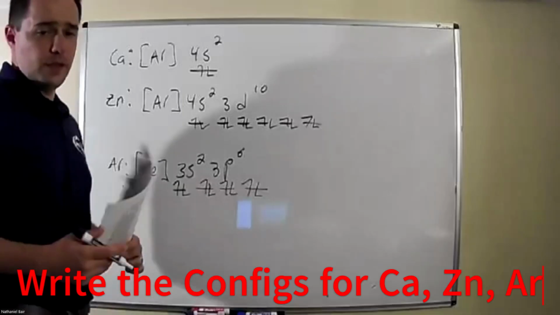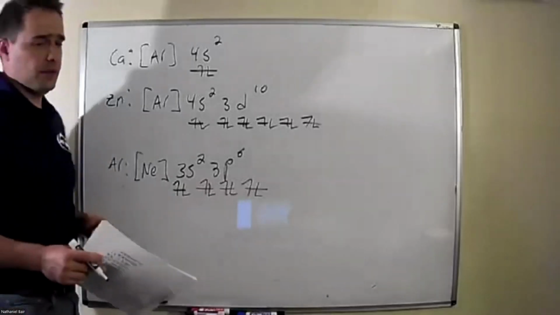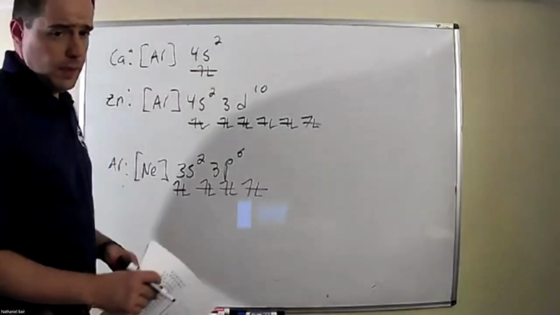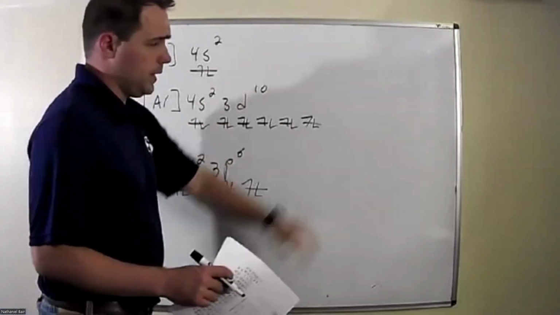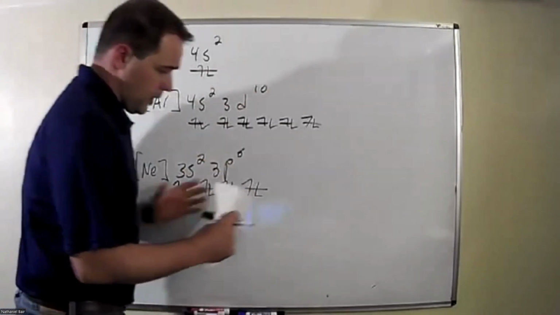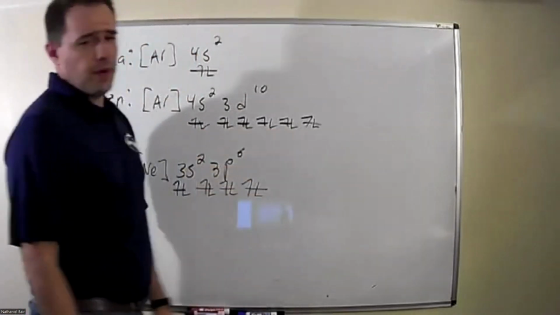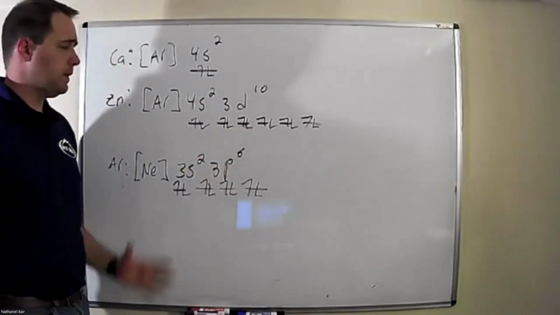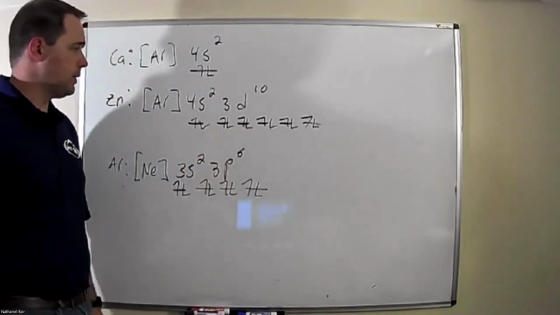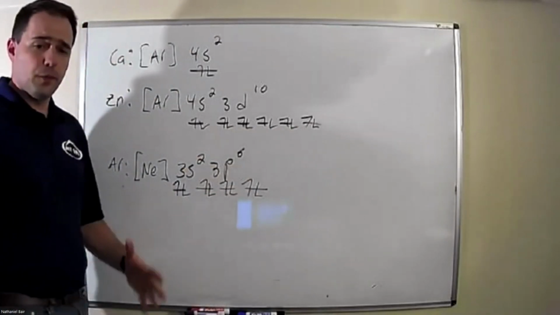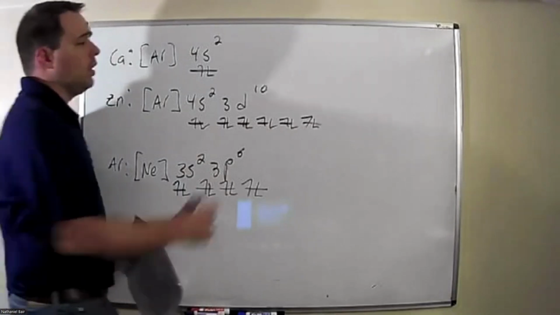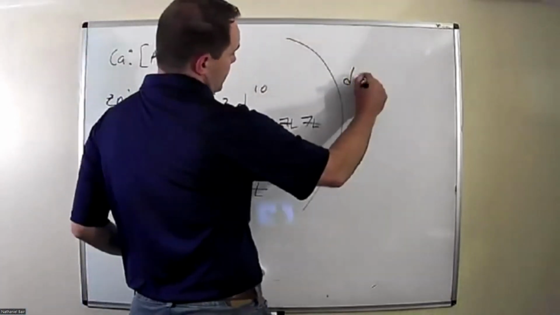All right, folks. Hopefully, this is what you wrote. Hopefully, you wrote calcium is an argon in bracket 4s2. Zinc is an argon in bracket 4s2, 3d10. And argon is a neon in bracket 3s2, 3p6. And hopefully, you can see everybody is paired up. We got the lines and half arrows, and everybody's paired up. So you can confirm, indeed, these are all diamagnetic elements.